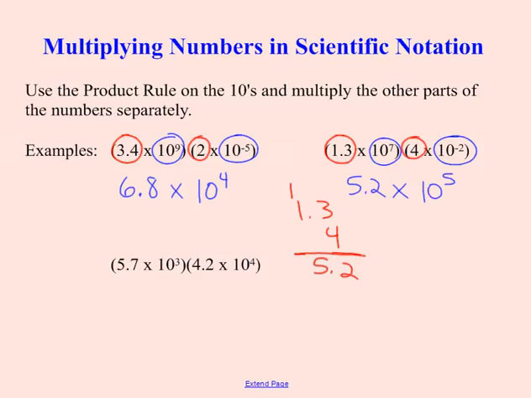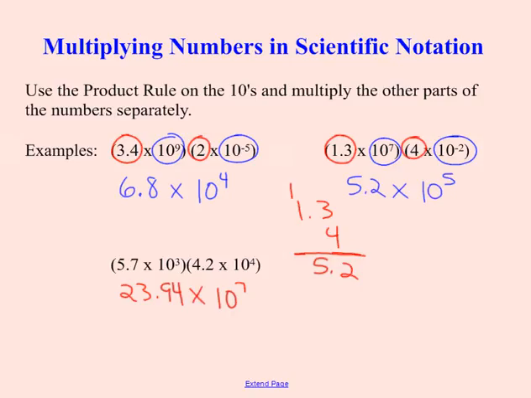All right, let's look at our last example here. 5.7 times 10 to the 3rd times 4.2 times 10 to the 4th. So we will start with our tens again. 10 cubed times 10 to the 4th, that gives us 10 to the 7th using the product rule. 5.7 times 4.2, again, you can grab your calculator, is 23.94 times 10 to the 7th.